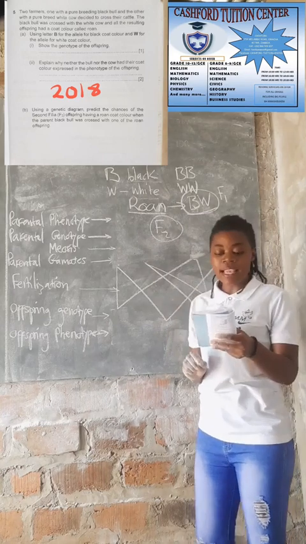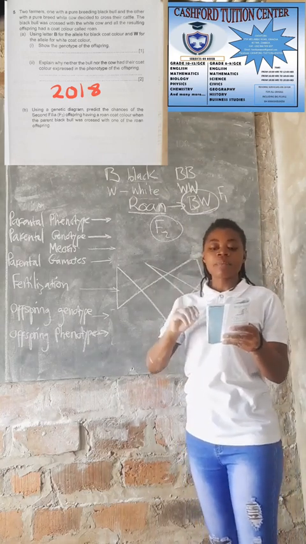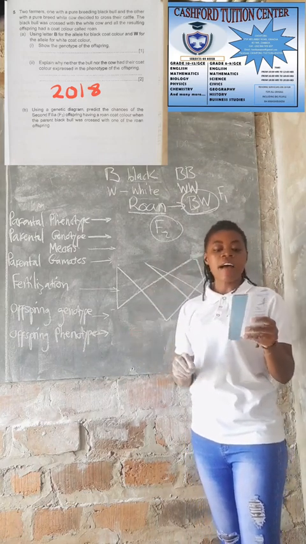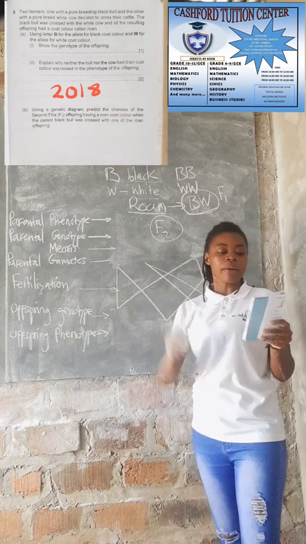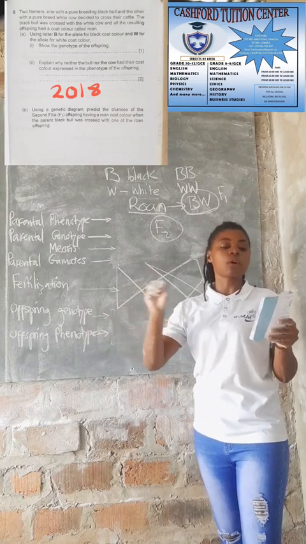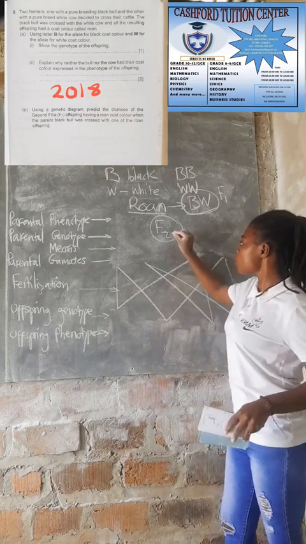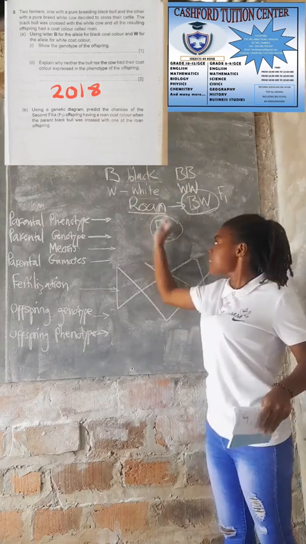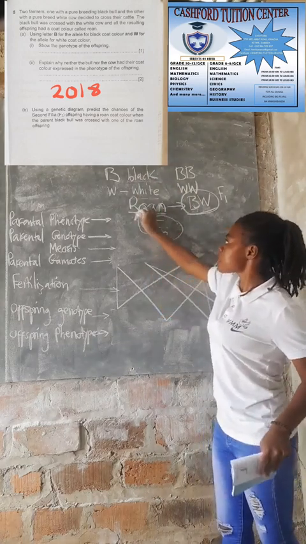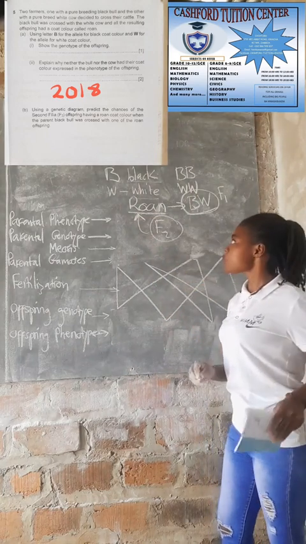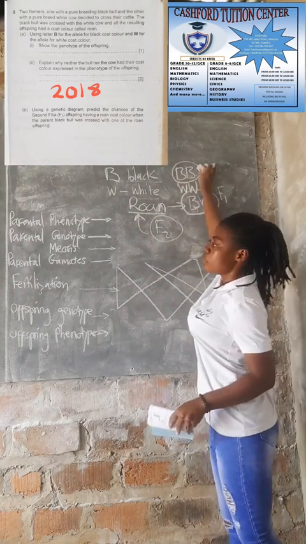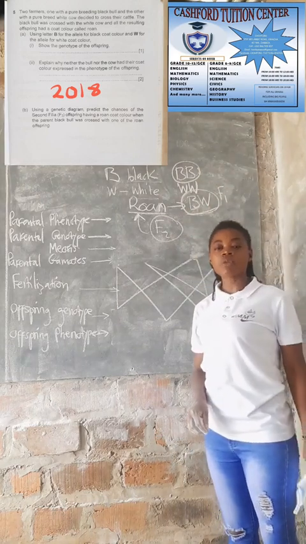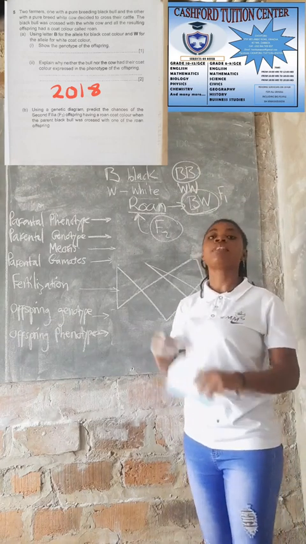Now on B, they are saying, using a genetic diagram, predict the chances of the second filial offsprings having a roan color when the parent's black bull was crossed with one of the roan color. So here we're crossing one of the offsprings with the parents to see if in the second filial generation we'll have offsprings that are having roan color. So what are we crossing? The parent black bull with the offspring roan cow. That is what I was saying. You need to interpret the statement before you go direct to solving.